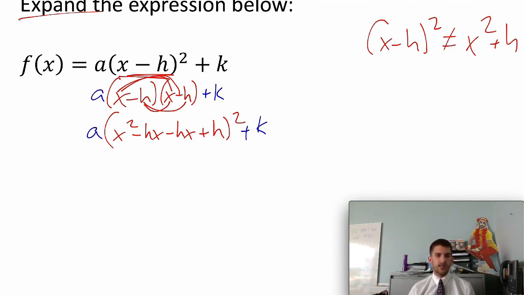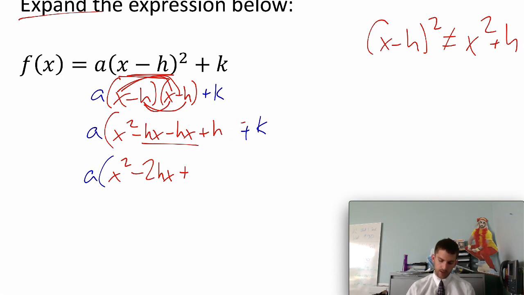Now we've got a times, well, let's clean up that group. We've got some common terms here, the hx's. So we have a still multiplied by this whole group. This whole group we've got x squared minus 2hx plus h squared. I made a typo here, I'm sorry, it was supposed to be squared in parentheses. My apologies. So we have x squared minus 2hx plus h squared, and then still plus k in the end.